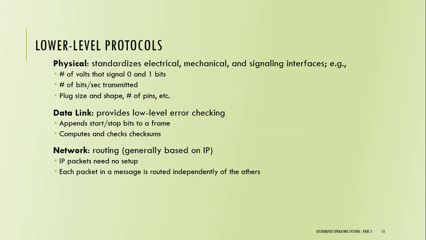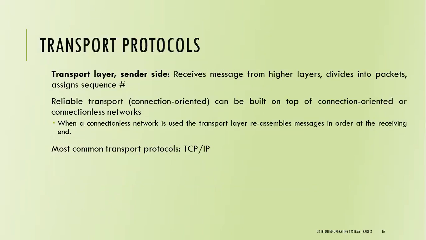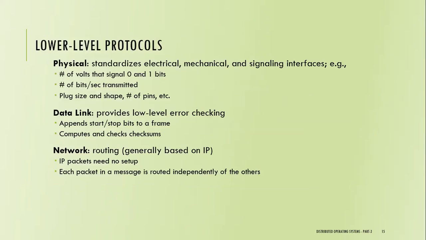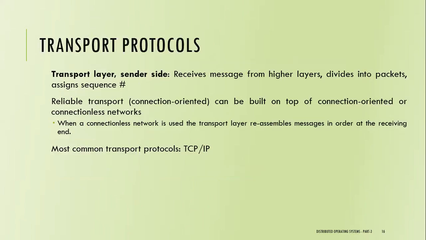Lower level protocols. Lower level protocol, the physical layer, which is standardized electrical, mechanical, and signaling interfaces. Data link layer, it provides low level error checking, appending the start and stop bits to a frame, and computing the checksum values also. In networking, routing is done. IP packets need to be set up. Each packet in a message is routed independently of the others.